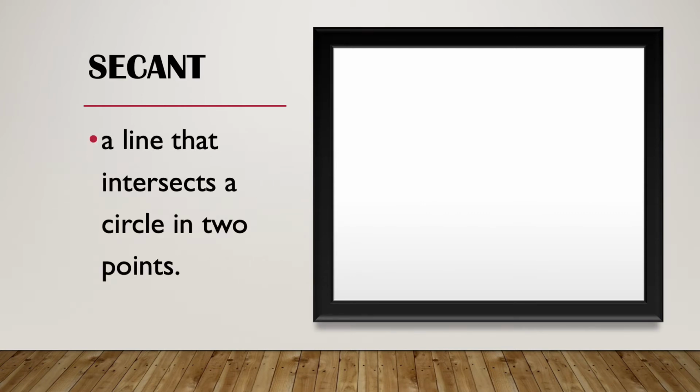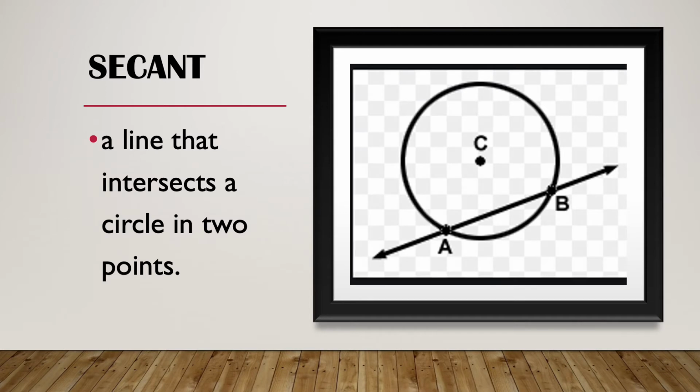Next is secant. Secant is a line that intersects a circle in 2 points. In the figure, we have circle C. Line AB is a secant, and their points of intersection are points A and B.